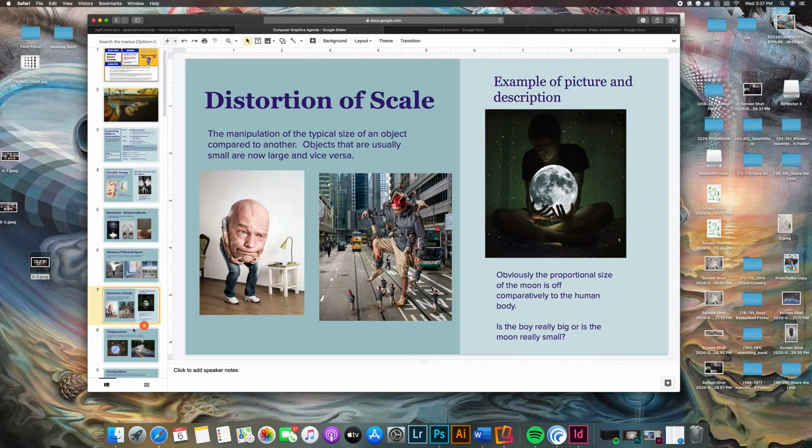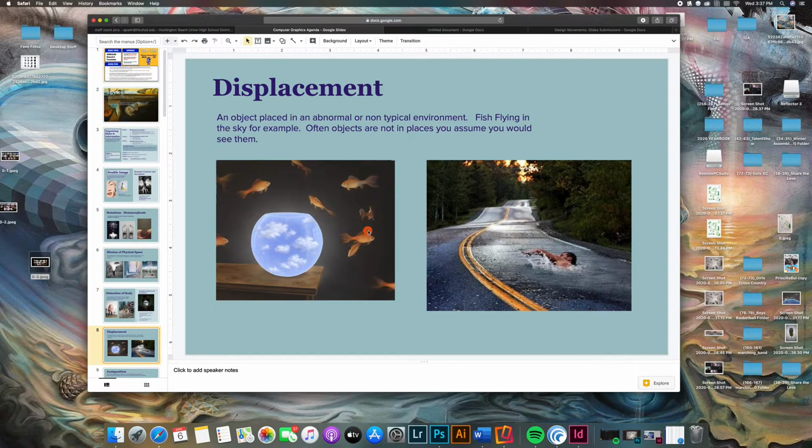Displacement, this is kind of a fish out of water type scenario. Things or objects that should be in one place are really in another. It's a nice artistic version. Here's a nice Photoshop version.